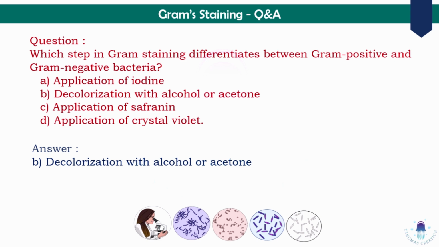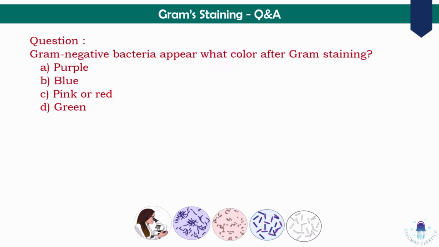Question: Gram-negative bacteria appear what color after gram staining? Option: A. Purple, B. Blue, C. Pink or red, D. Green. Answer: C. Pink or red.